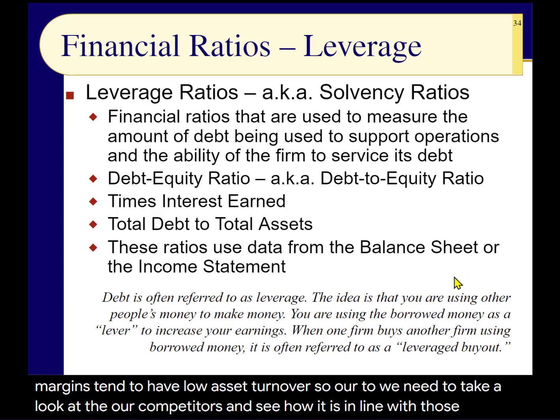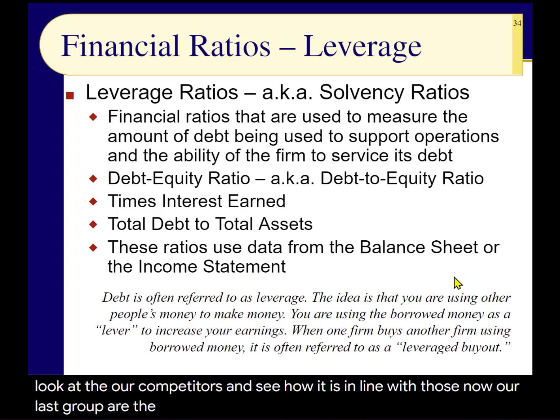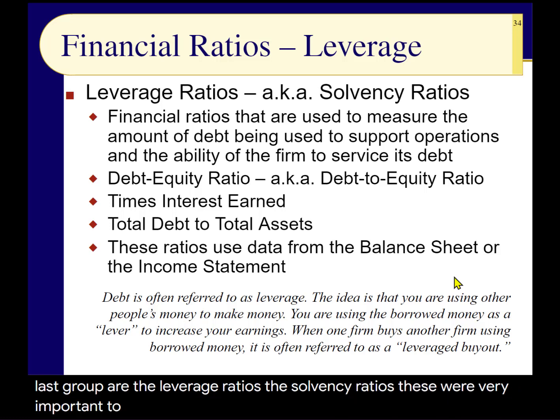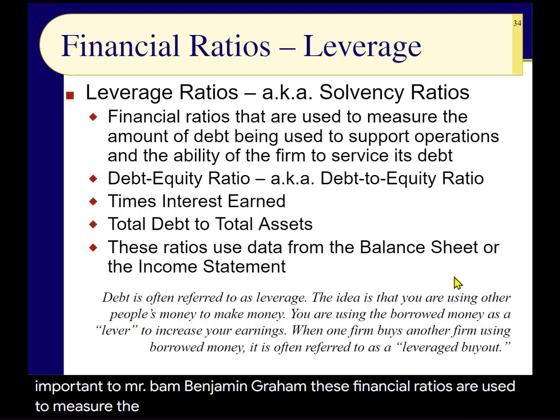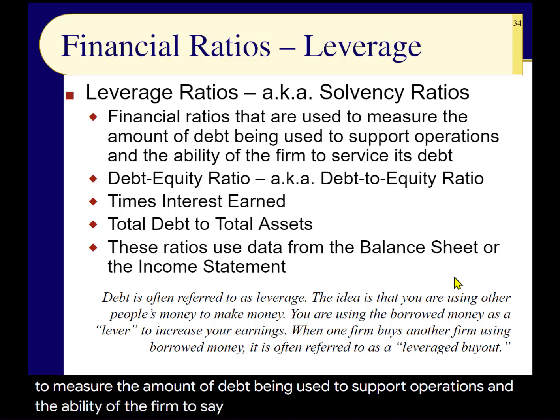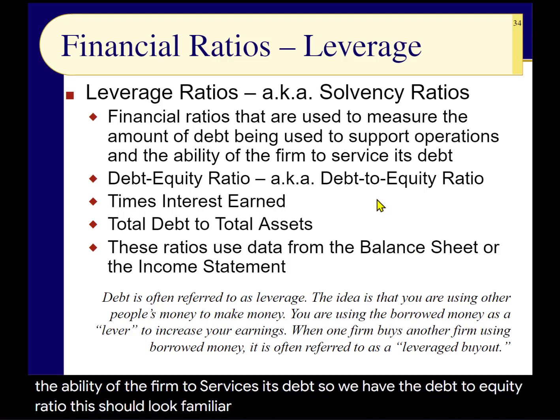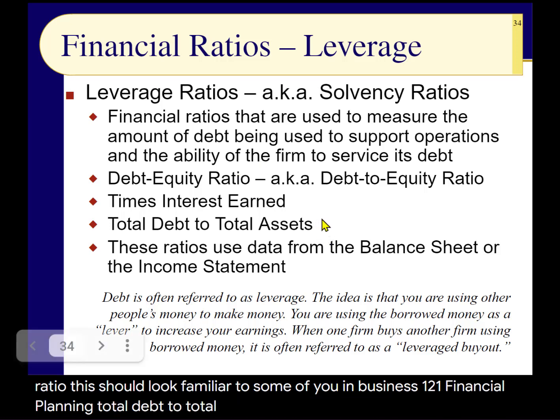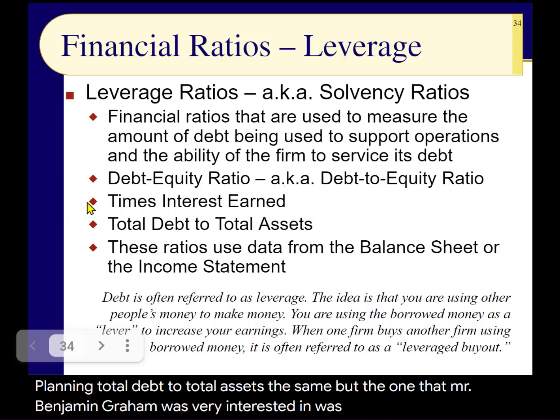Now, our last group are the leverage ratios, the solvency ratios. These were very important to Mr. Benjamin Graham. These financial ratios are used to measure the amount of debt being used to support operations and the ability of the firm to service its debt. So we have the debt to equity ratio. This should look familiar to some of you in Business 121 financial planning. Total debt to total assets, the same. But the one that Mr. Benjamin Graham was very interested in was times interest earned, as we'll see.